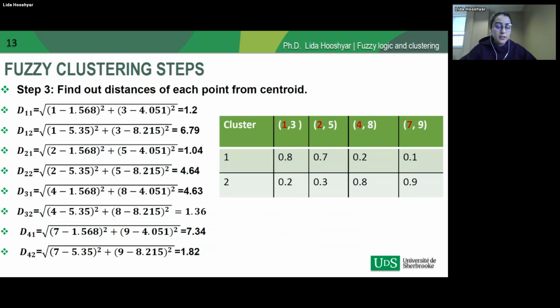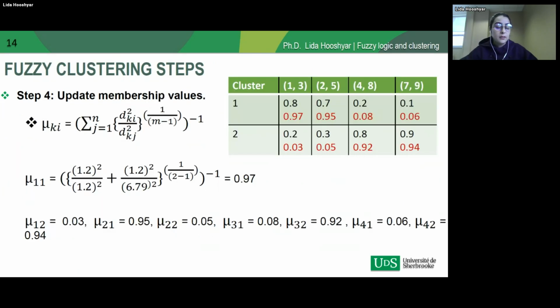The third step is to find the distances of each point from the centroid. It could be done with metric functions; I have used the Minkowski for this one. It is commonly used in clustering algorithms. And the next stage is to update the membership values.